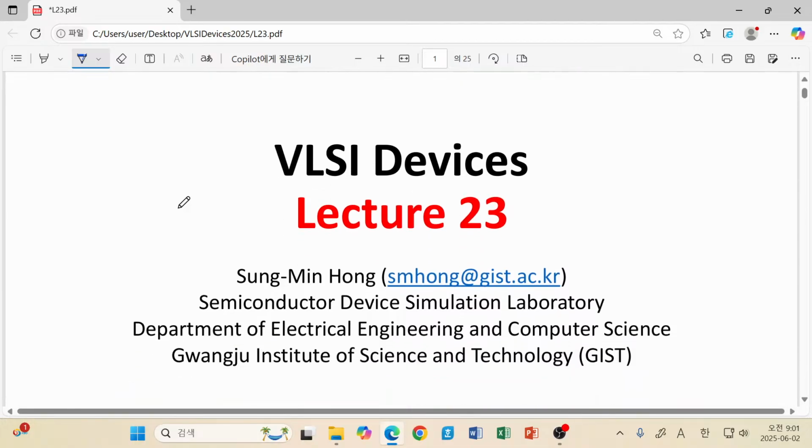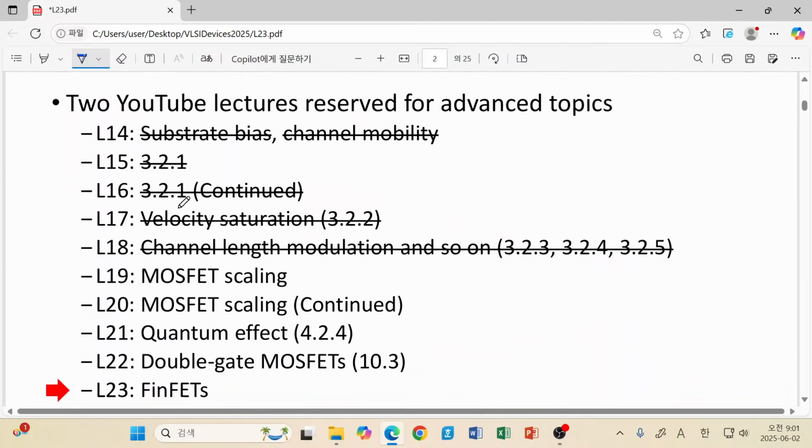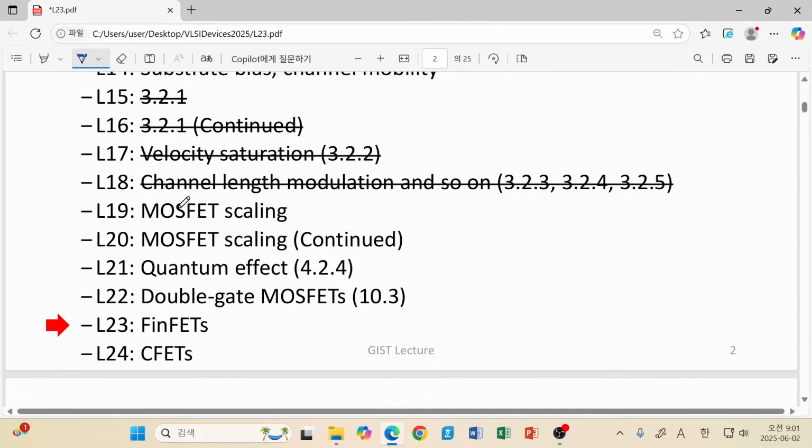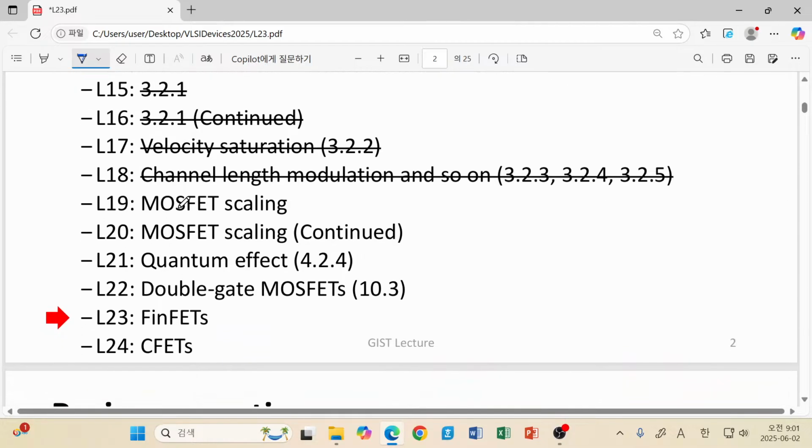Okay, this is lecture 23. So we are quite close to the end of our offline lectures. We are far behind the schedule, but we will just keep this lecture progress. Although I originally planned to discuss the state-of-the-art devices like FinFET and CFET in the recorded videos, unfortunately I'm afraid that I cannot cover this one in this semester.